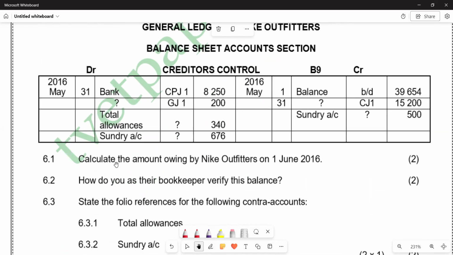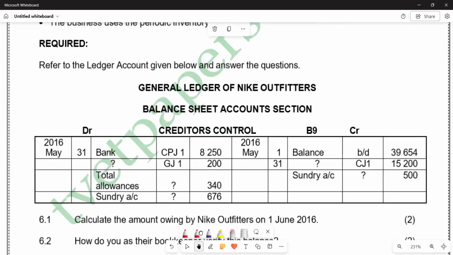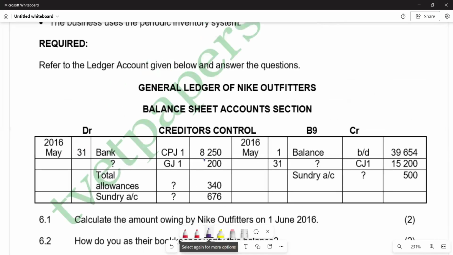So let's try to find out 1 June 2016. Where do we have 1 June 2016? So you see that this is a creditors ledger for the month of May. You are seeing the first balance that we are having is May 1. So it means all the transactions that are there are for May. So on 1 June, it means it's the first day of the next month. So it means it's going to be our balance BD.